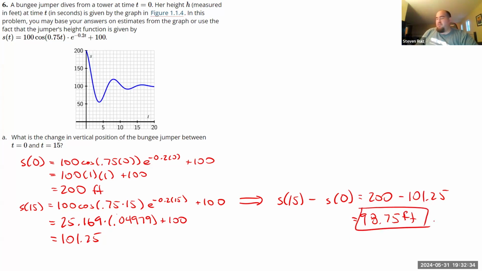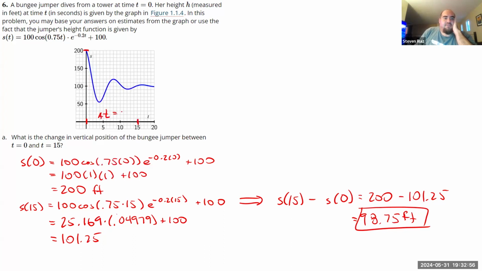Again, we're not asked for a rate of change yet. This is simply about this interval. From t equals 0 to t equals 15, what is the change in y value? From 200 down to slightly above 100.